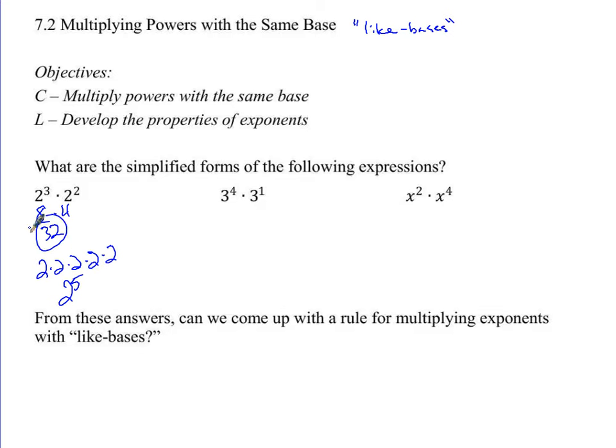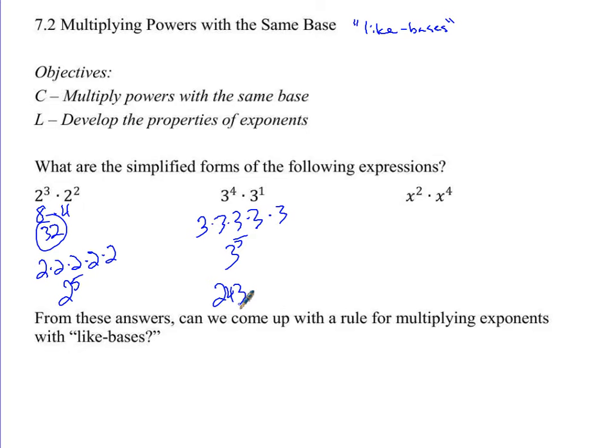For 3 to the fourth times 3 to the first, I'm going to do the same thing. 3 to the fourth can be written out as 3 times 3 times 3 times 3, times 3 to the first is just 3. So this is actually 3 times itself 5 times, which is 3 to the fifth. And what is 3 to the fifth power? 343? 243? Sure it's not 343? It's 243? Oh, okay. So we can get an answer there still.